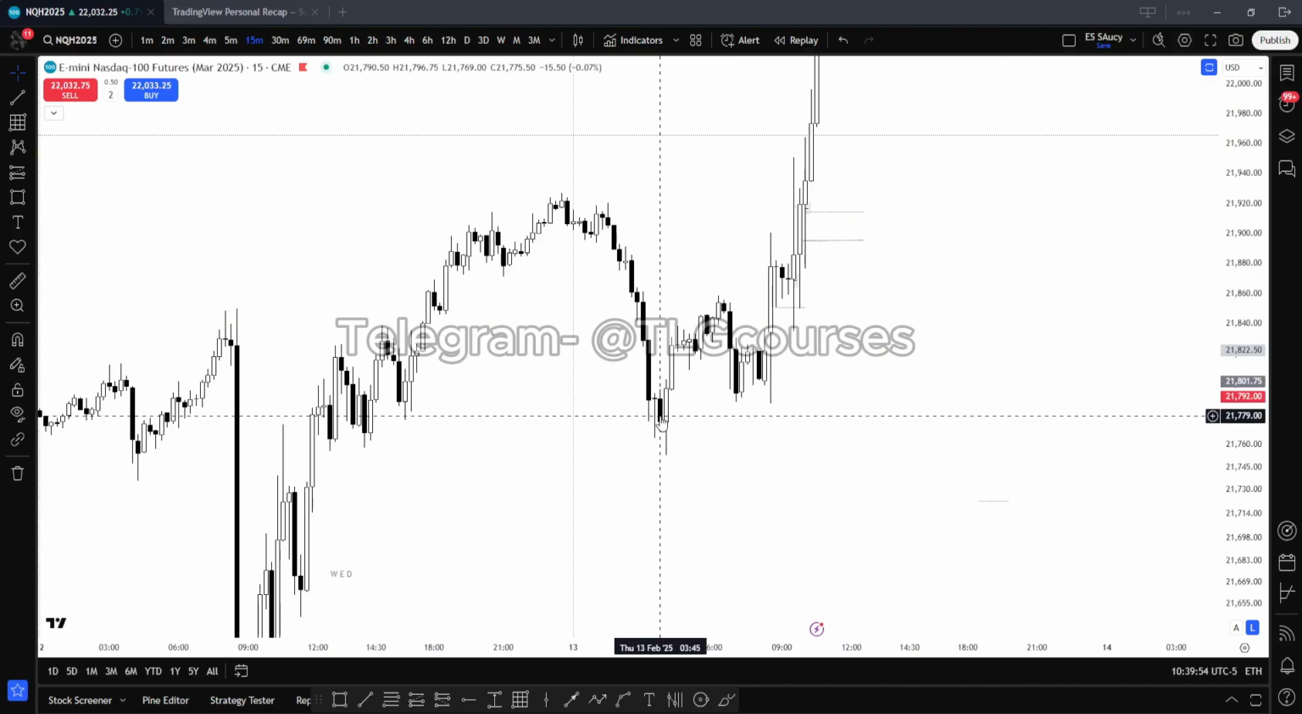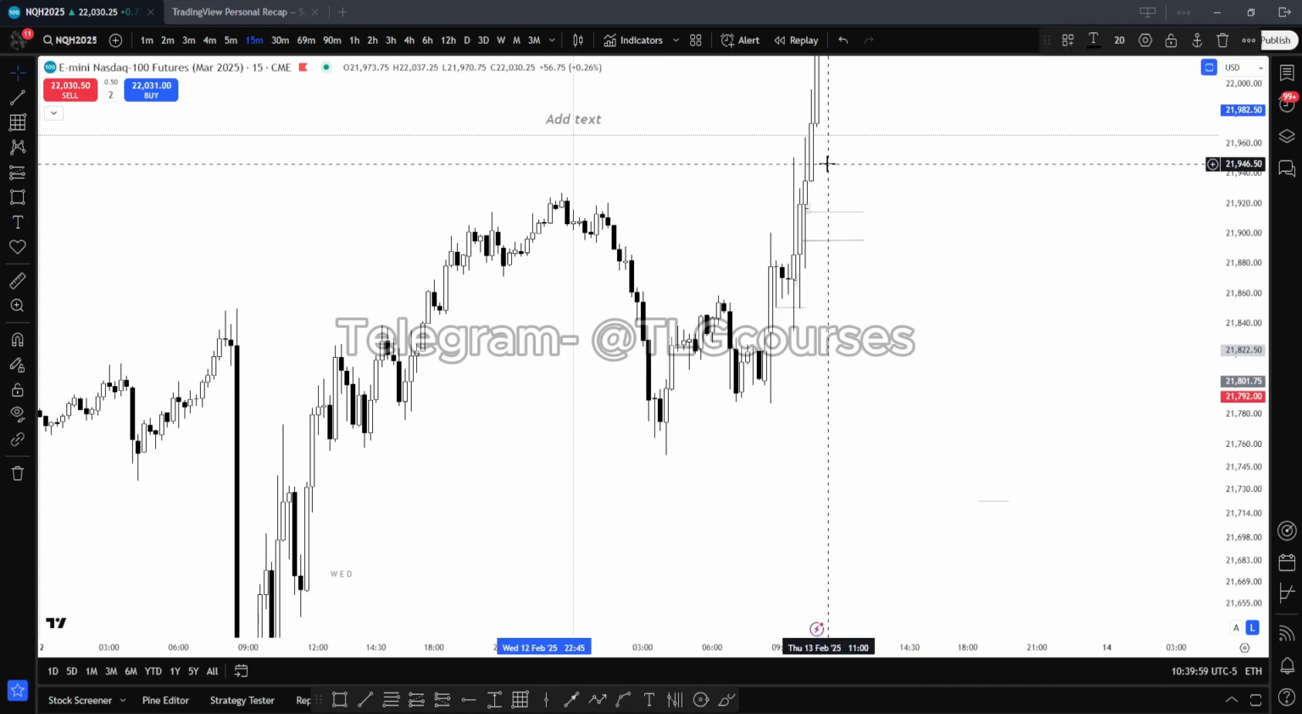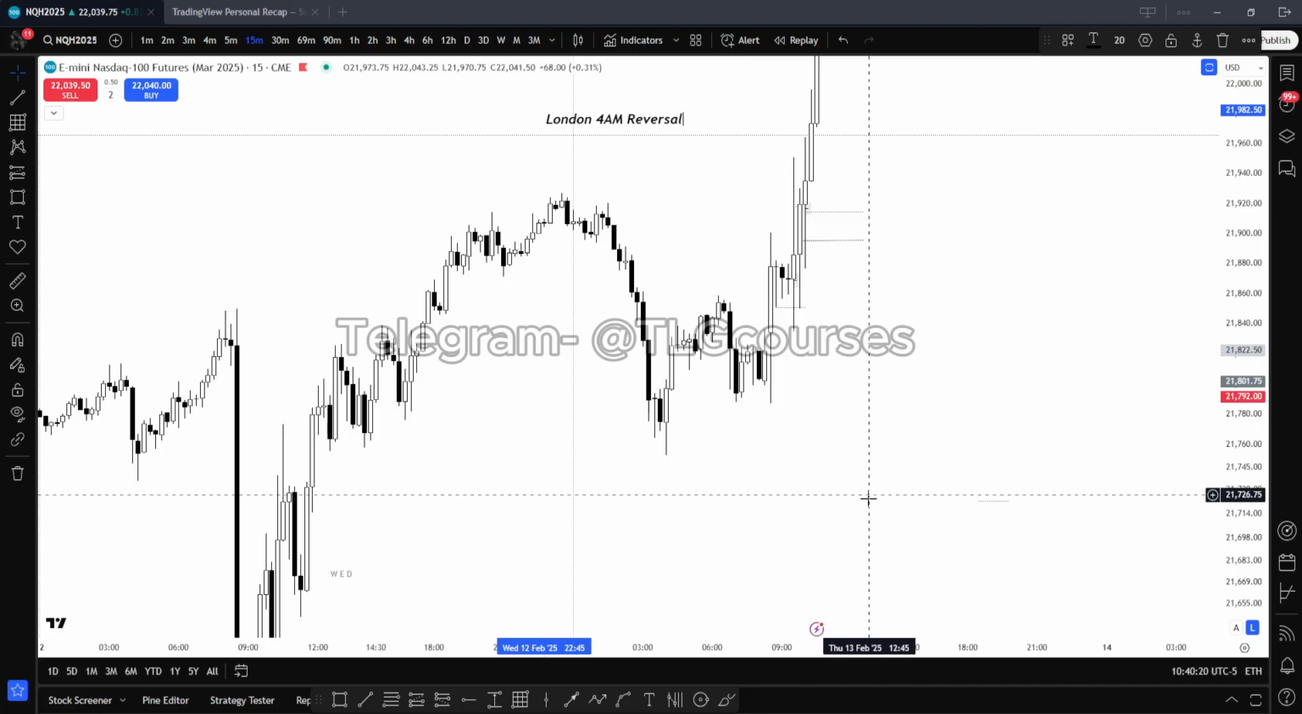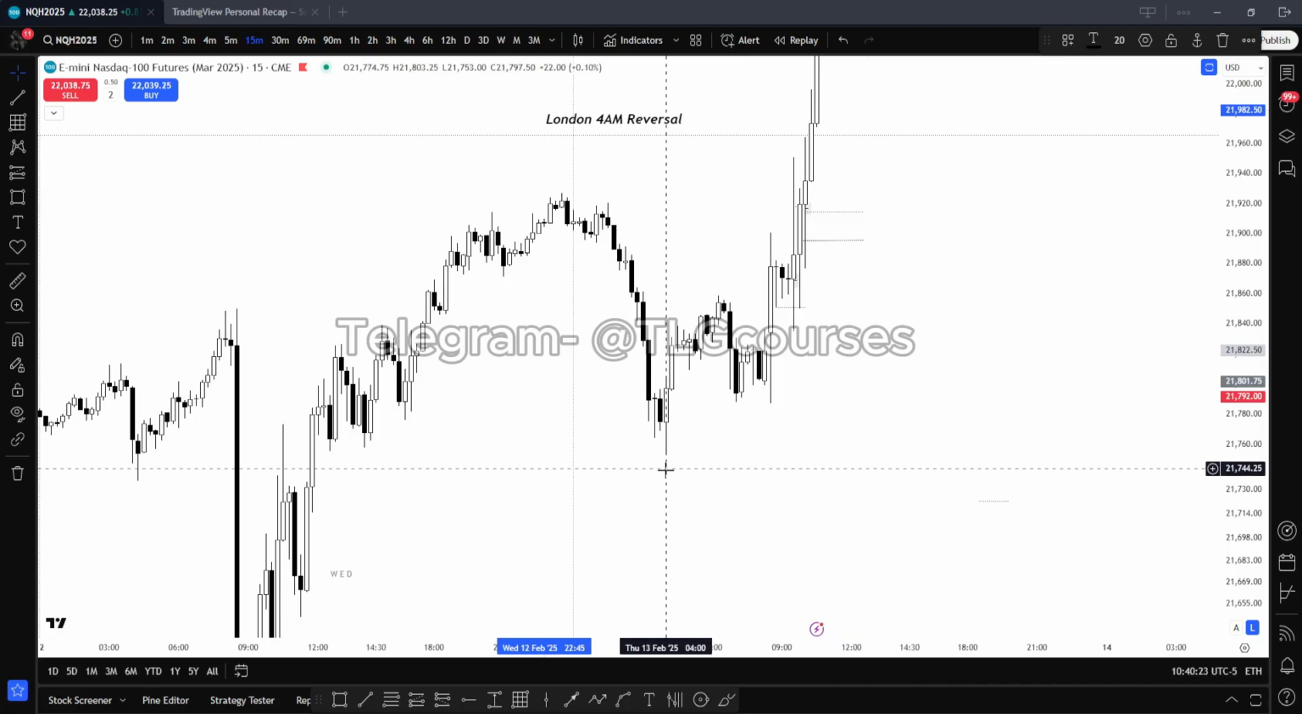So for NQ, for me, this would have been a London reversal. So I would title this London 4 a.m. reversal. Anything after 4, I think, is late London, in my opinion. 5 a.m. is late London, but 3 a.m. is proper. If 3 a.m. is low of day, that's proper low of day for a London reversal. That's what I think.